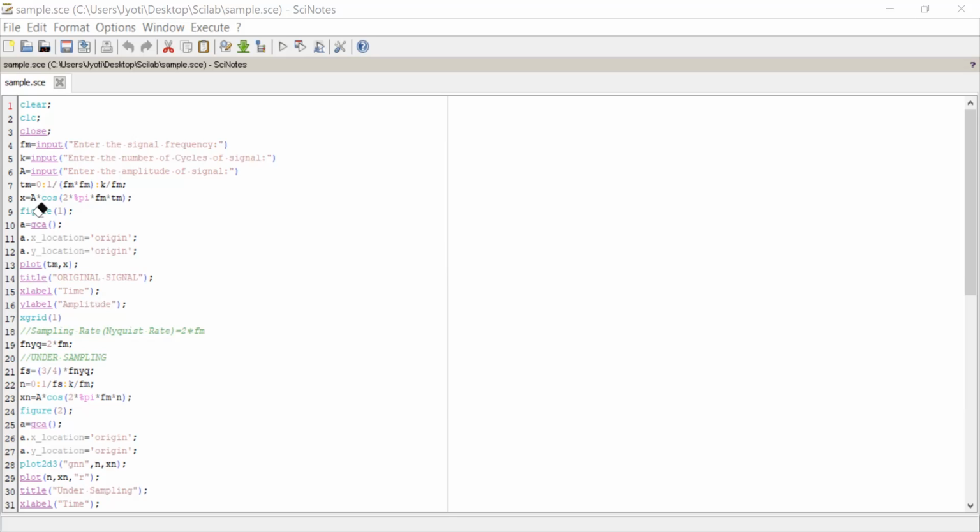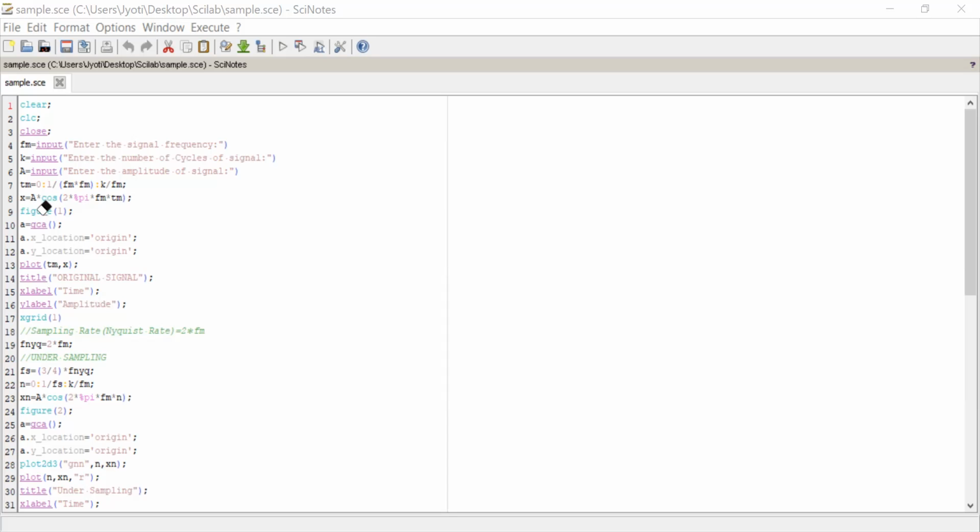Next, x = a * cos(2 * %pi * fm * Tm). That will generate the cos wave signal, cos of 2 pi fm t. It will generate a cos wave with an amplitude of a, whatever amplitude you give as input. Then we want to display this cos wave, that means we want to see the waveform of the cos wave. For that we need to write all these instructions if you want to generate any waveform.